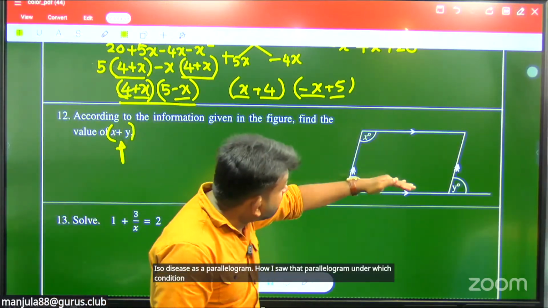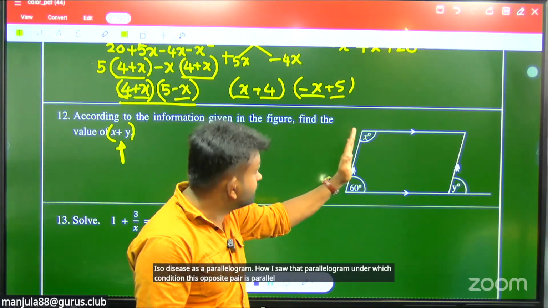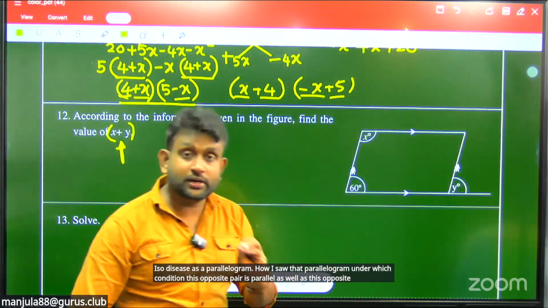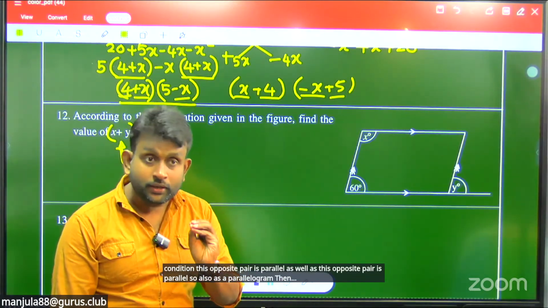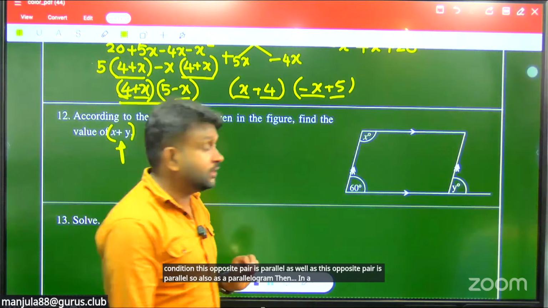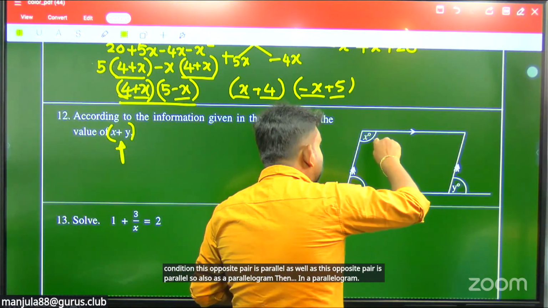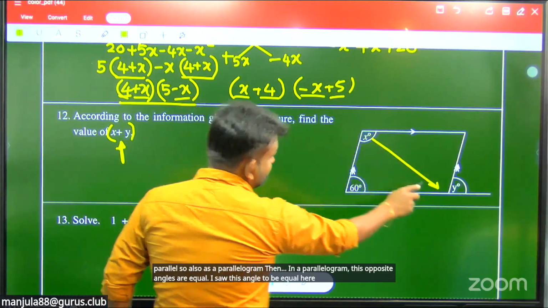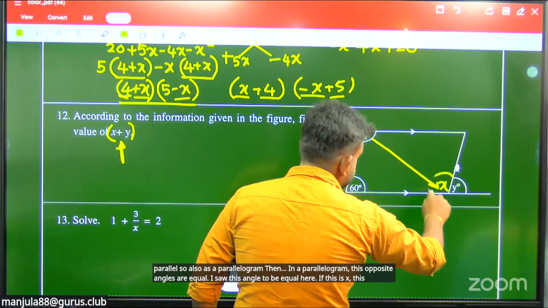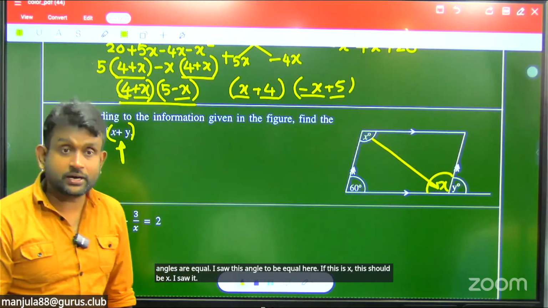This opposite pair is parallel as well as this opposite pair is parallel. So I saw a parallelogram. Then in a parallelogram, the opposite angles are equal. I saw this angle to be equal here. If this is x, this should be x. Okay, this is my first argument.